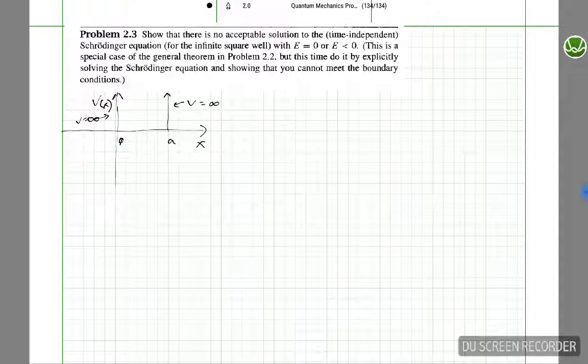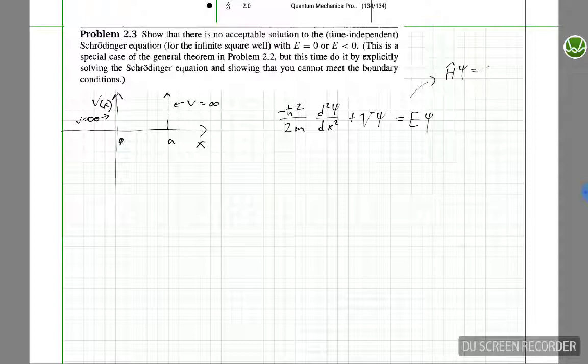Problem 2.3 is to show that there is no acceptable solution to the time-independent Schrödinger equation. Our time-independent Schrödinger equation being this guy, h bar squared over 2m, the second spatial derivative of our wave function, plus the potential times the wave function equals the energy times the wave function. More commonly written this way.